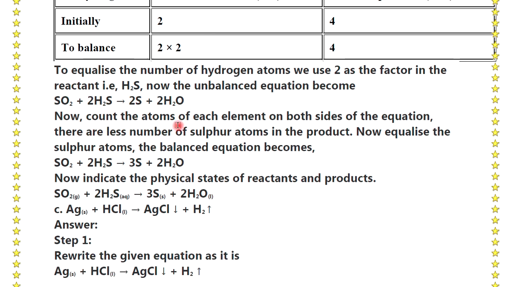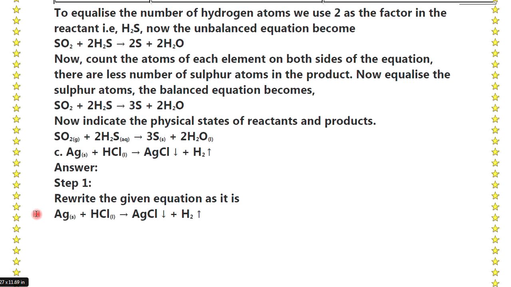Now count the atoms of each element on both sides of the equation. There are fewer sulfur atoms in the product. Now equalize the sulfur atoms. The balanced equation becomes SO2 plus 2H2S gives rise to 3S plus 2H2O. Now indicate the physical states of the reactants and products. SO2 plus 2H2S gives rise to 3S plus 2H2O.